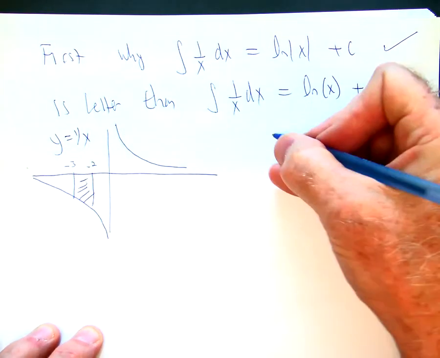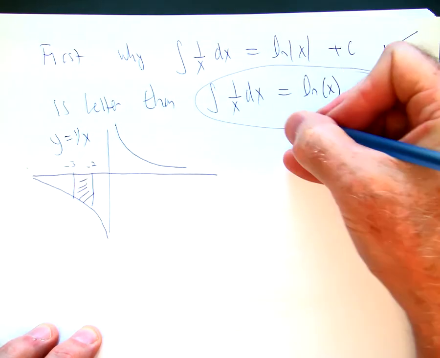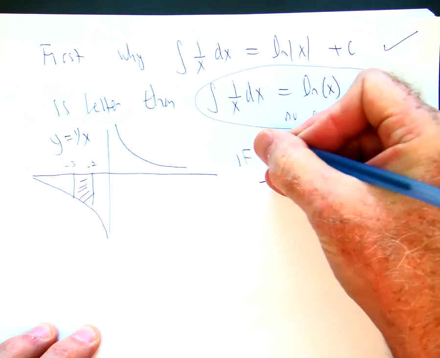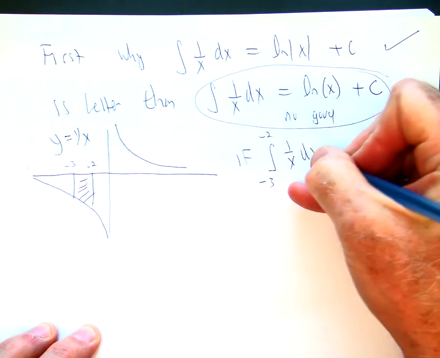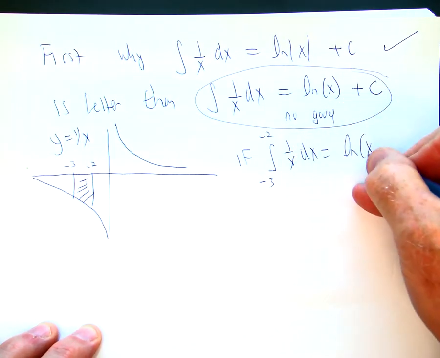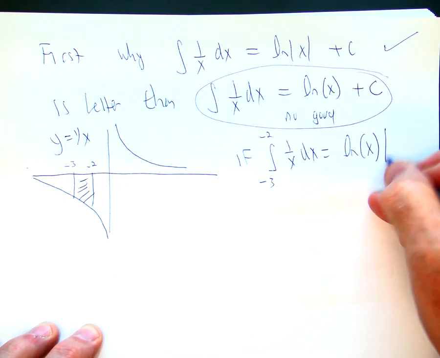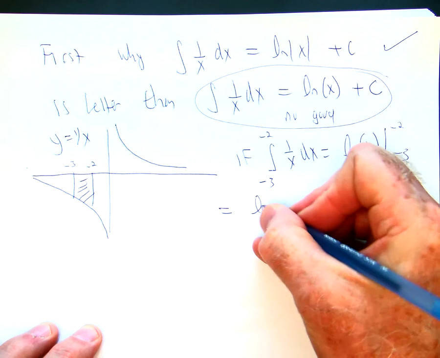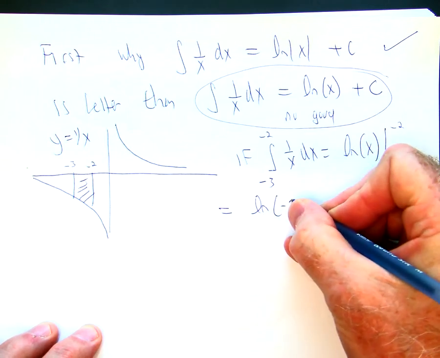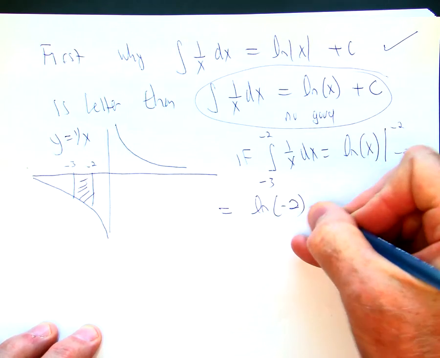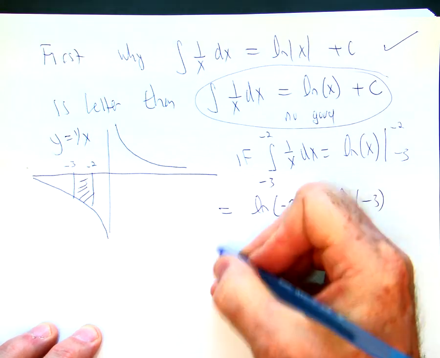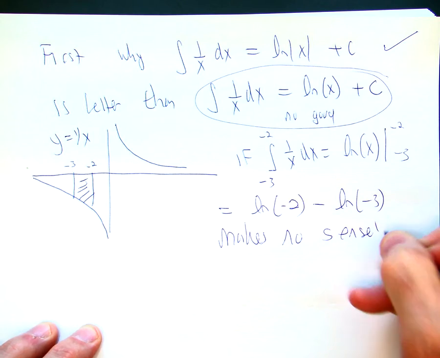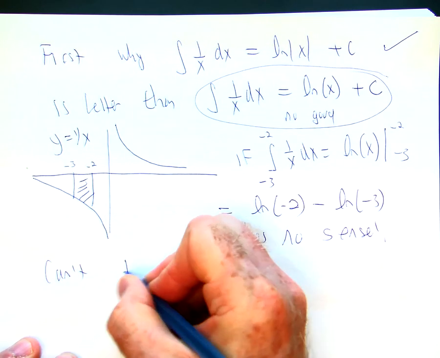Okay, so this formula is no good. And here's why. The integral from -3 to -2 of 1 over x dx, if all we have is the natural log without the absolute value, we run into a problem. We get this is equal to the natural log of -2 minus the natural log of -3, and that makes no sense. You can't take a log of a negative number.